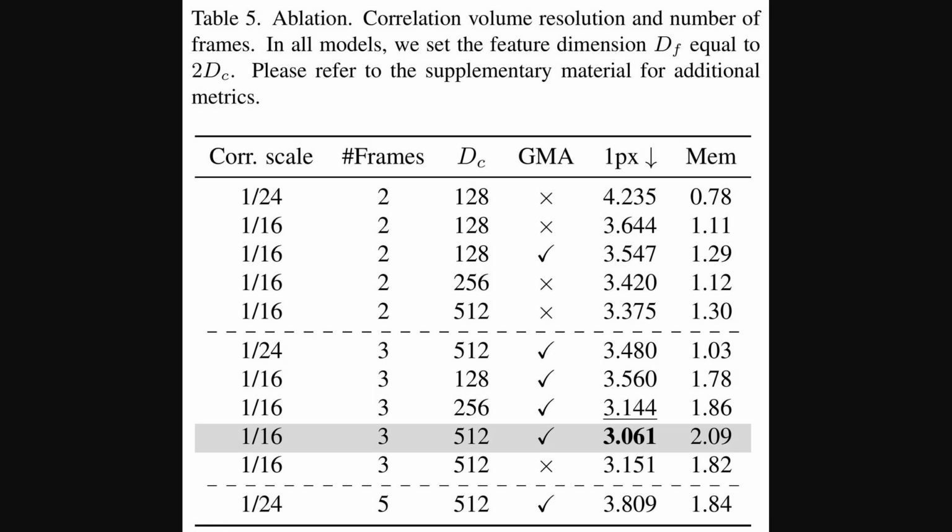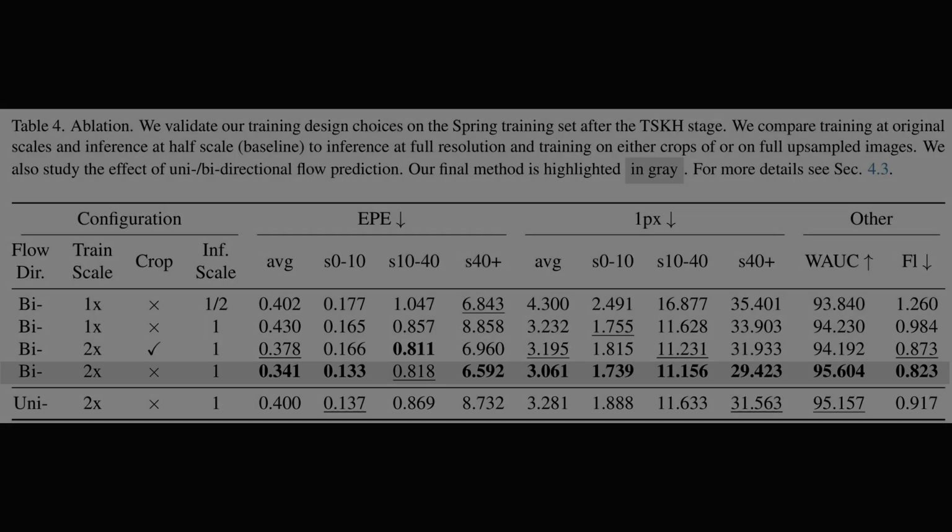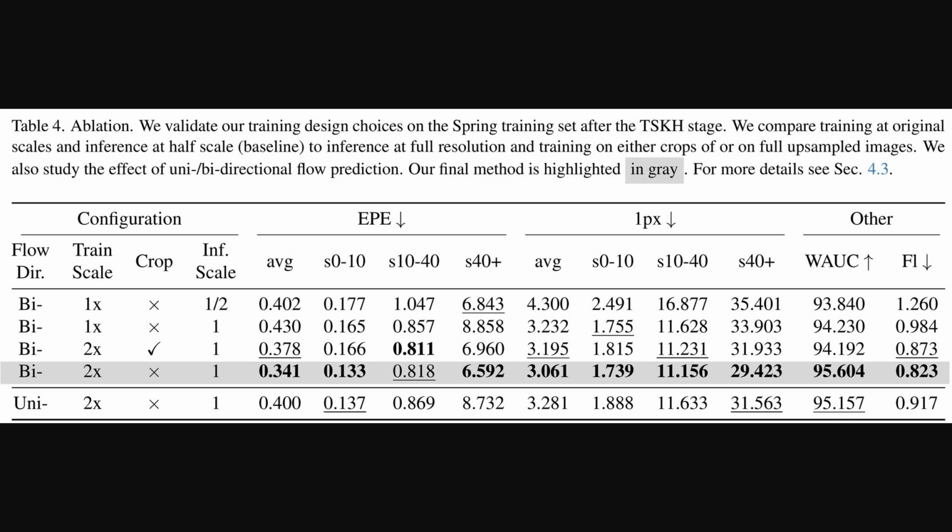So to figure out why the model performs so well, the researchers ran an ablation study, basically testing different design choices one by one. This table shows the key results. They tweaked things like the correlation scale, the number of frames, and the update block dimension, which controls the complexity of the motion refinement. You can see the best result, highlighted here, uses 3 frames and includes a module called Global Motion Aggregation. This specific combination hits that sweet spot, achieving the lowest 1-pixel error while keeping memory use at just over 2 gigabytes.